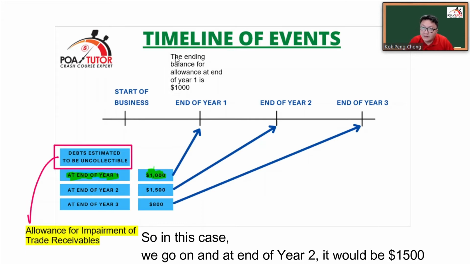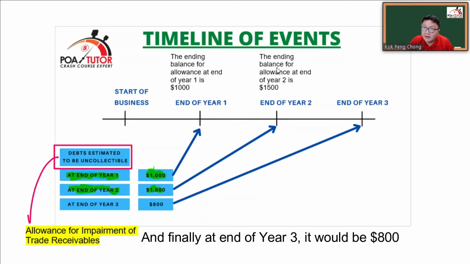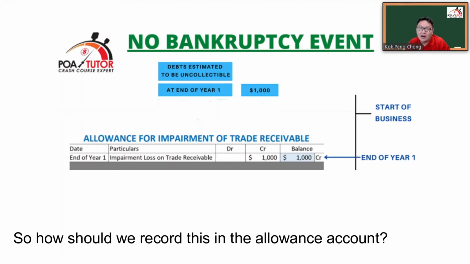So in this case, if you go on and look at the end of year 2, it will be 1005. And finally, at the end of year 3, it will be 800. So how should we record this in the allowance account?